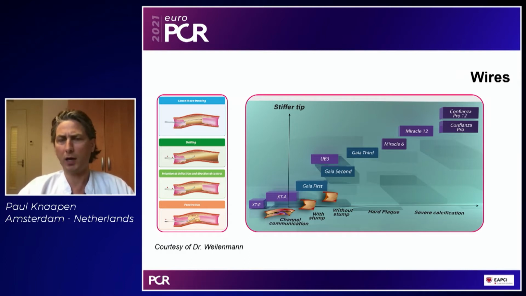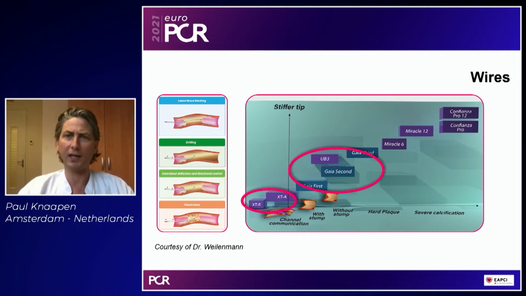And now we generally start the CTO procedure with soft polymer jacketed wires like the Fielder XTA and the Fielder XTR. And if that doesn't work, you go to an intermediate type of wires, predominantly the Gaia family, and now the new iteration, the Gaia Next family, which is available in Japan, but not yet in other parts of the world. Also still around is the Ultimate Bros 3.